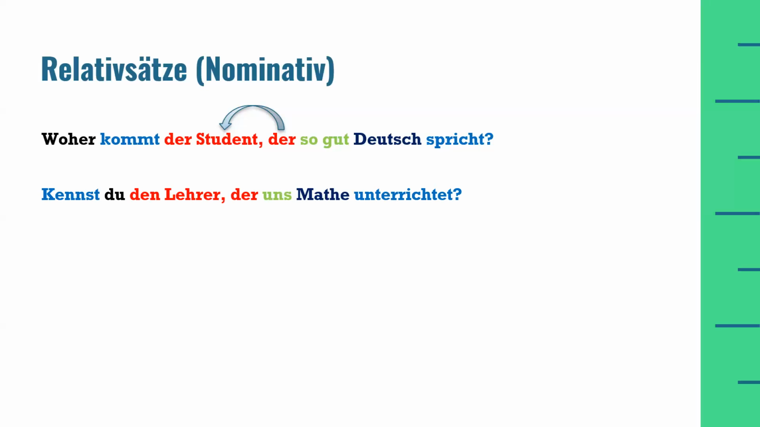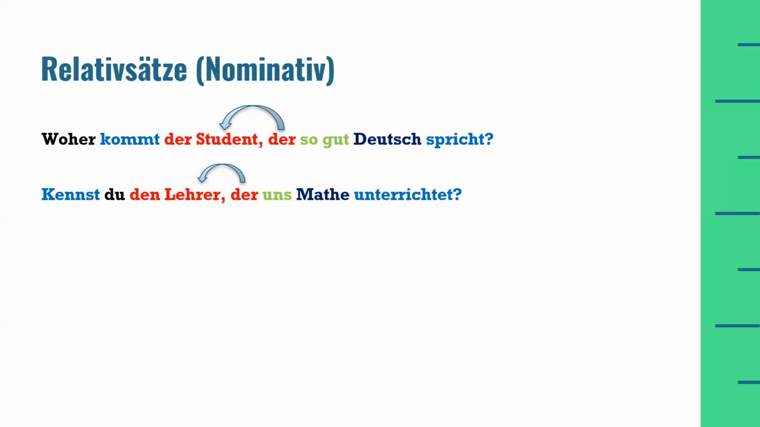Kennst du den Lehrer, der uns Mathe unterrichtet? Do you know the teacher who teaches us maths? Now, in the Nebensatz, or in the relative sentence, we are giving more information about the teacher. Therefore, teacher is a masculine noun, and for a masculine noun we will use the relative pronoun for a masculine noun in the nominative case, which is "der".